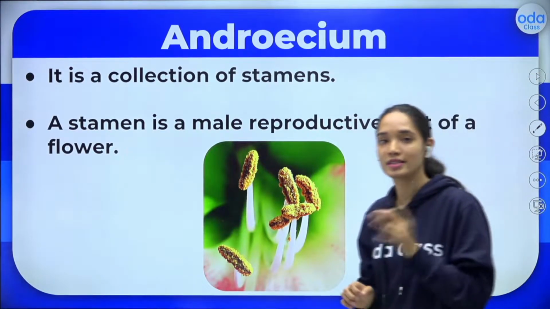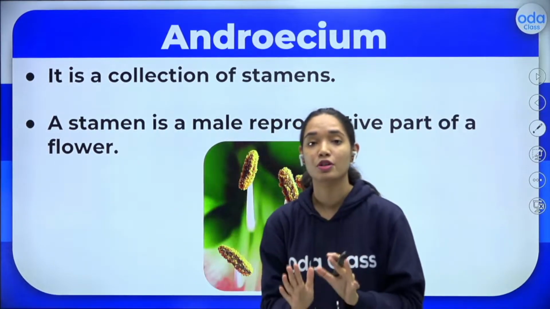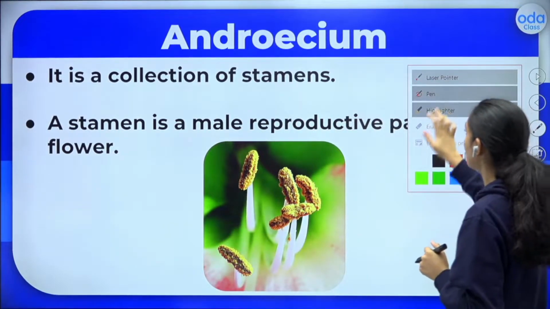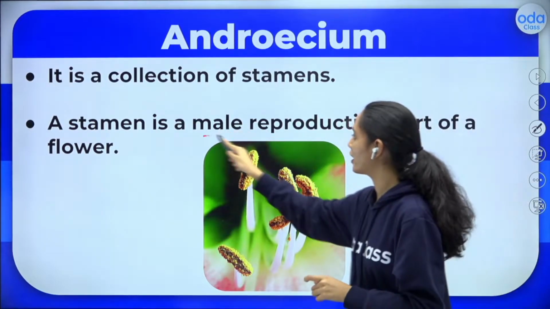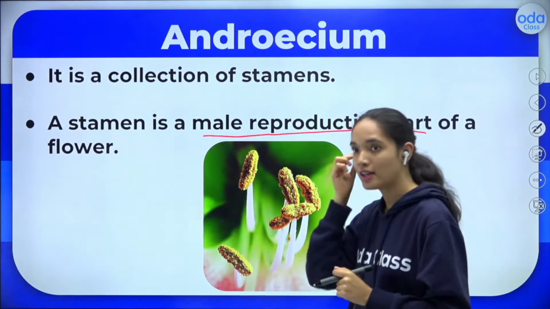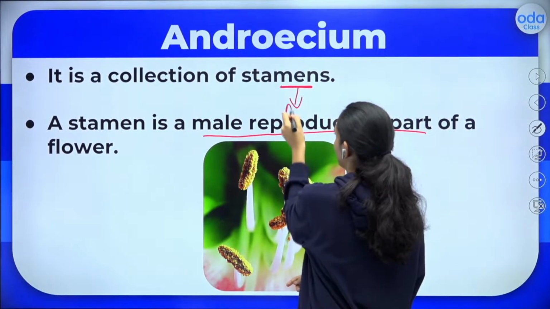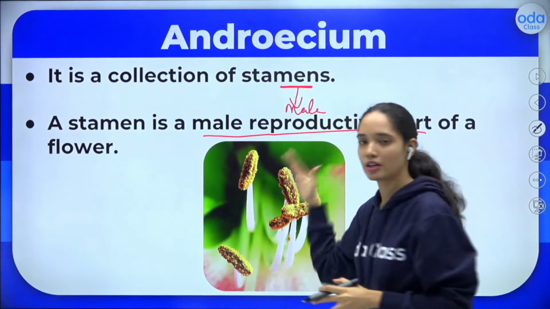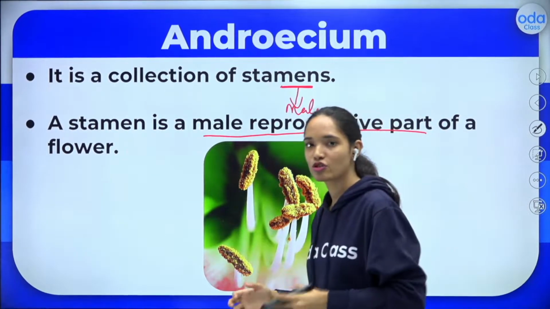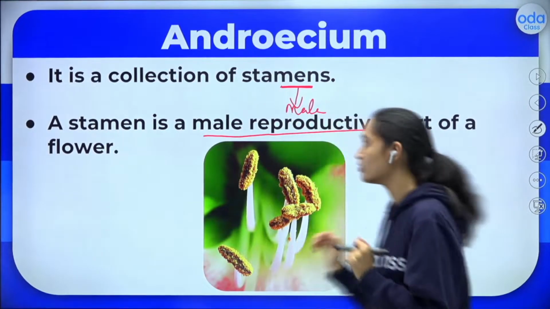Now listen to me carefully. Stamen is the male reproductive part of a flower. How are you going to remember? With this amazing trick: stamen has men in it. Men means male. It's a male reproductive part. So always remember, androecium is a collection of stamens, and stamen is the male reproductive part.